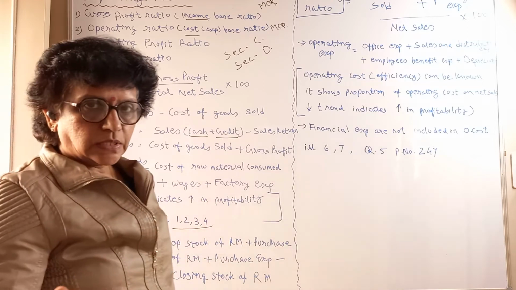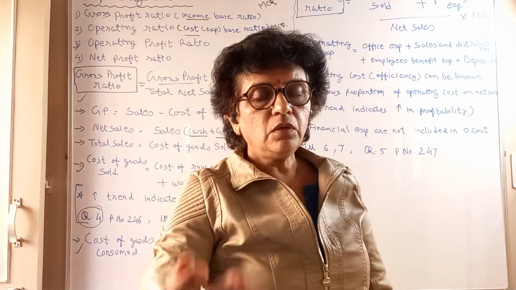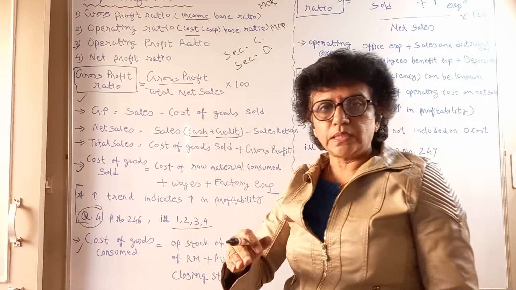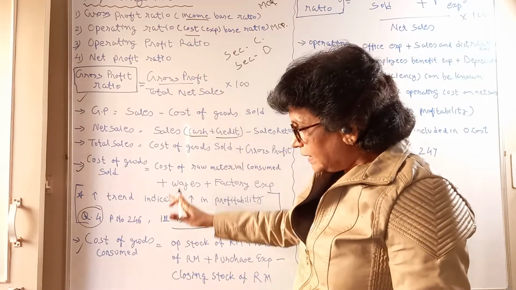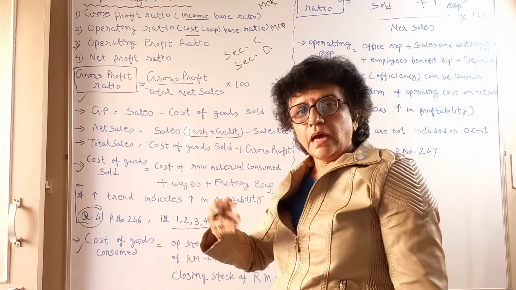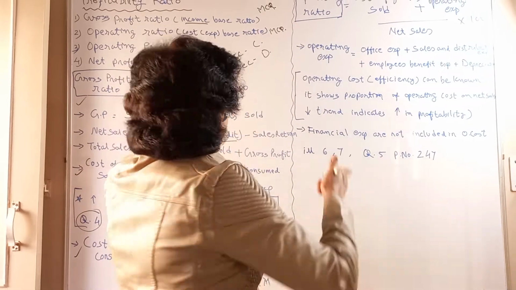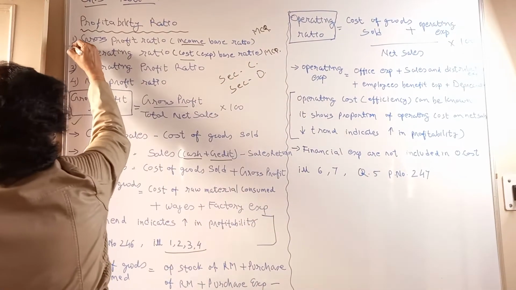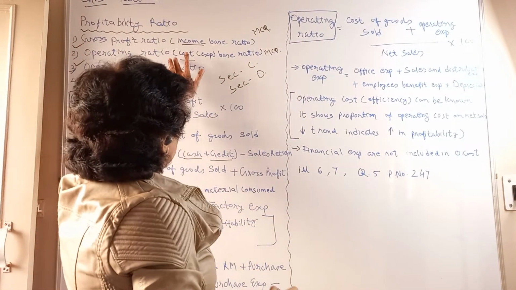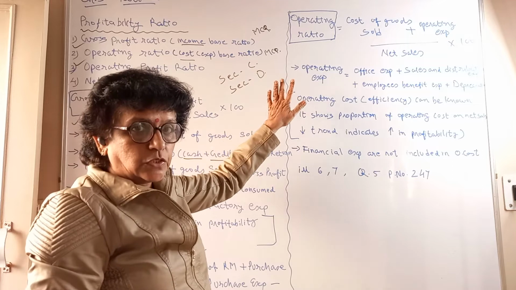N number of questions can be prepared. There is no need to go and keep doing questions. What is important is understanding the formula and how to derive the figures. In the same manner, let us see number 2. That is your operating ratio, which is a cost based ratio.